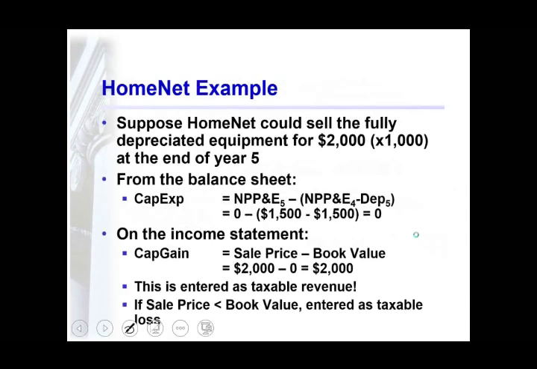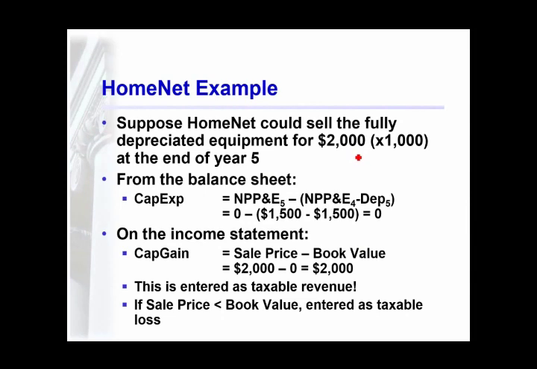So, for example, suppose that HomeNet takes the investment of $7,500,000 today, depreciates it straight line over the 5 years of its life to a value of 0, but then at the end is able to sell it for $2 million.